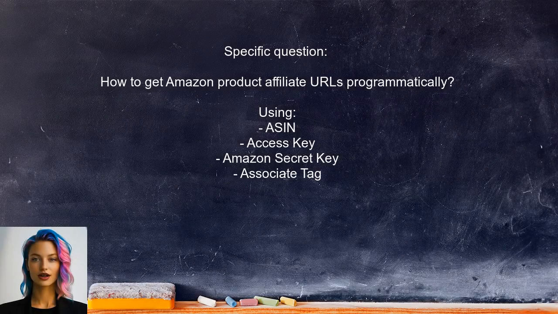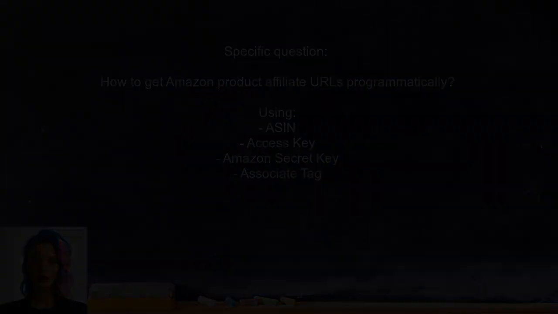Here's the specific question we're addressing today. One user asked how to get Amazon product affiliate URLs programmatically using the ASIN, access key, Amazon secret key, and their associate tag. If you're looking for the same solution, you're in the right place.